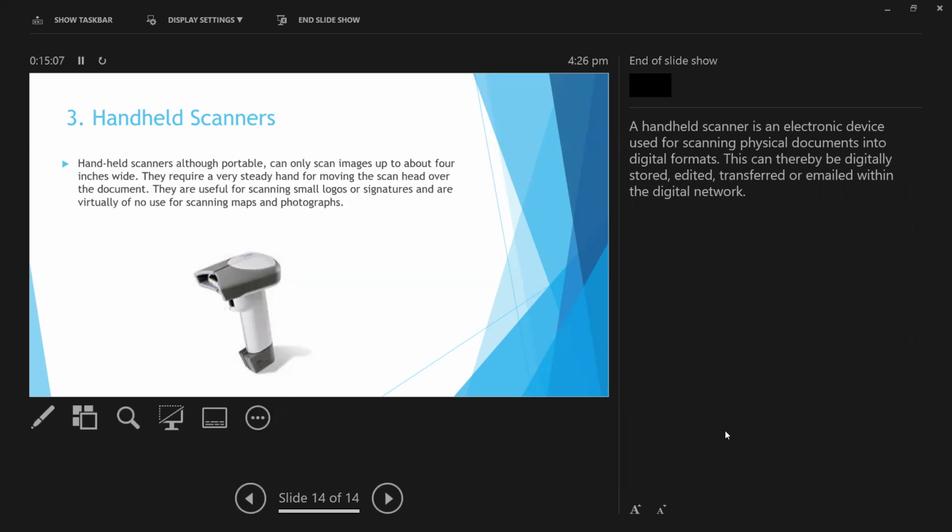Finally, the very last type of scanner and the last slide of this lecture is the handheld scanner. A handheld scanner, although portable, can only scan up to 4 inches wide. They require a very steady hand for moving the scan head over the document. They are useful for scanning small logos or signatures and are virtually of no use for scanning maps and photographs. A handheld scanner is an electronic device used for scanning physical documents into digital forms. This can thereby be digitally stored, edited, transferred, or emailed within the digital network.